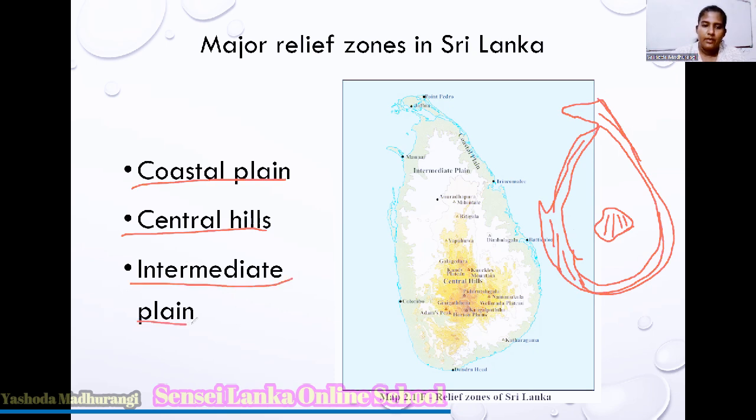In this map 2.1, you can see this dark color area, dark orange or shall we say dark brown. This is the central hills. In white color, you can see the intermediate plain. In this light green color, the coastal plain. These are the three major relief zones of Sri Lanka.